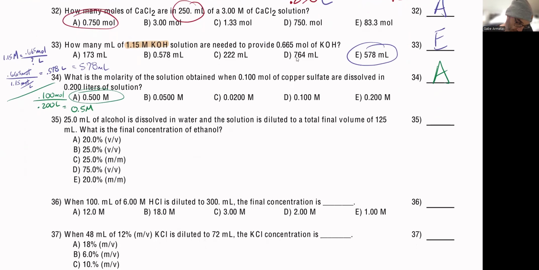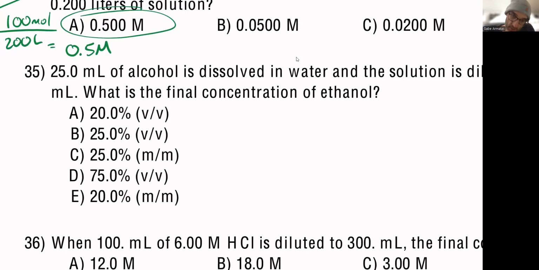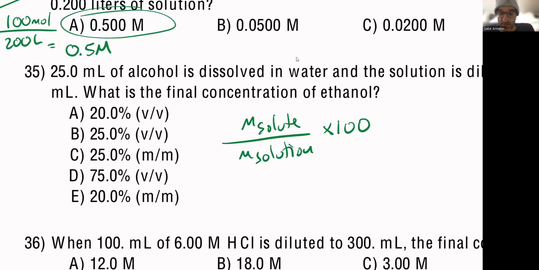There we go. Okay. Next up, 25 mils of alcohol is dissolved in water. The solution is diluted to a final volume of 125 milliliters. What is the final concentration of the ethanol? Okay, so we're seeing volumes instead of mass. And when we're looking at percentages, I gave you the mass equation, which was the mass of the solute over the mass of the solution times 100. Turns out that these things can be anything. I can do volume of solute over volume of solution.